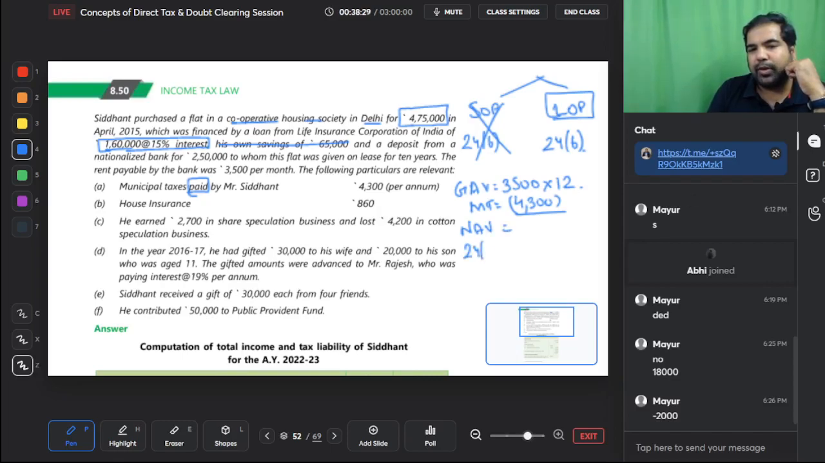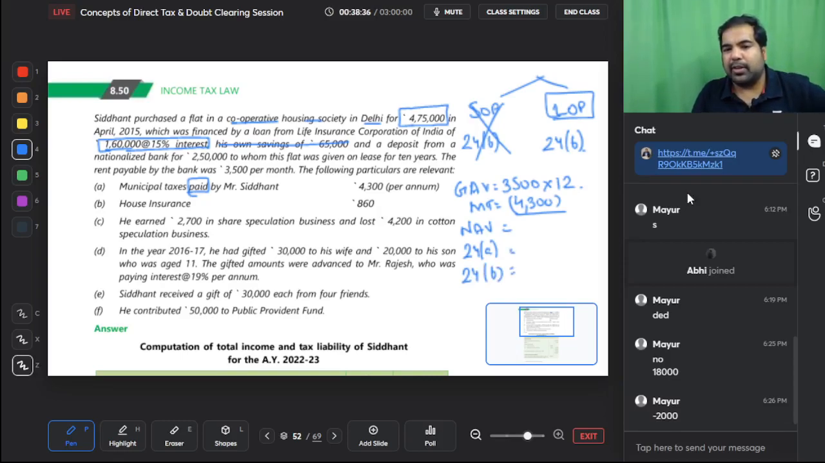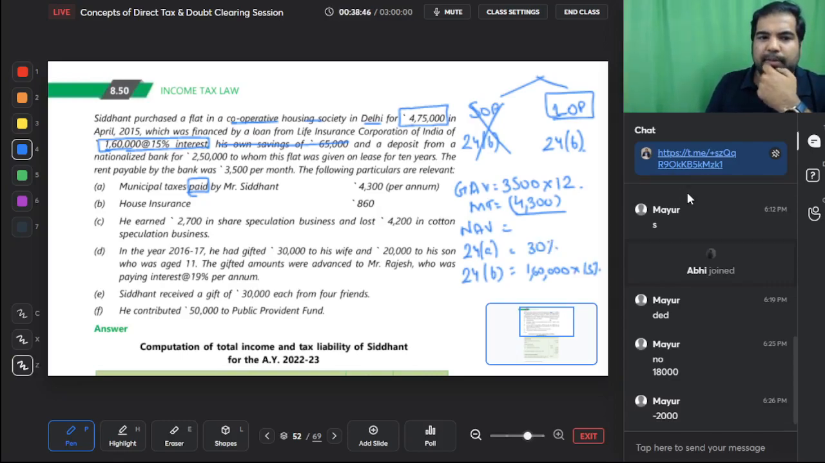From that you will minus 24A and you will minus 24B also. 1,60,000 into 15%, whatever that interest is, 1,60,000 into 15%, and this is 30%. So this will give you your house property. And remember guys, there will be no change in 115BAC because 115BAC says house property is the same unless it's SOP interest. So don't worry, not everything changes in 115BAC. Alright, so this is done. House insurance you will not get because everything is covered in 24A.